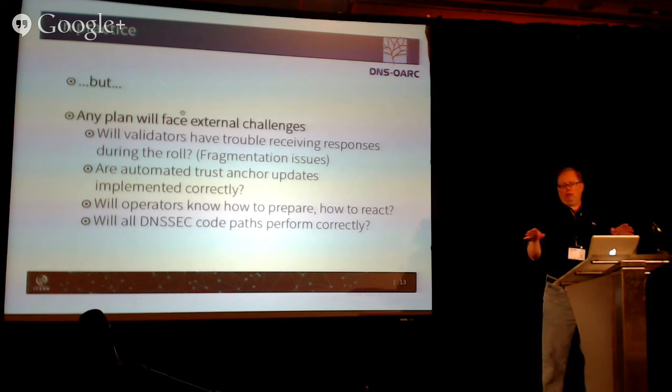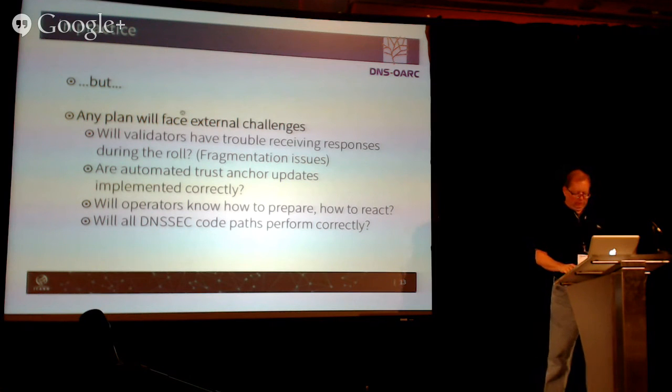Will operators, the people who are running the networks, know what to do about it? Will they anticipate this and know what to do when Paul gets all the phone calls? Who's Paul going to call? And finally, will all these code paths work correctly? I wrote code in DNSSEC, believe it or not, a couple of decades ago, and I didn't get this right. So I'm a little nervous about this.